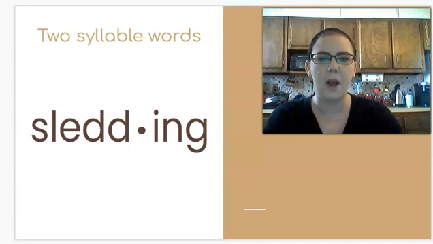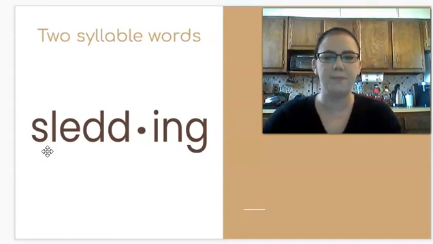Now remember, when we have a two-syllable word, we want to read the first part, the second part, and then put it together. So we're chunking it. We're reading the first chunk, the second chunk, and then putting the whole thing together. Let's do this one together. Ready?